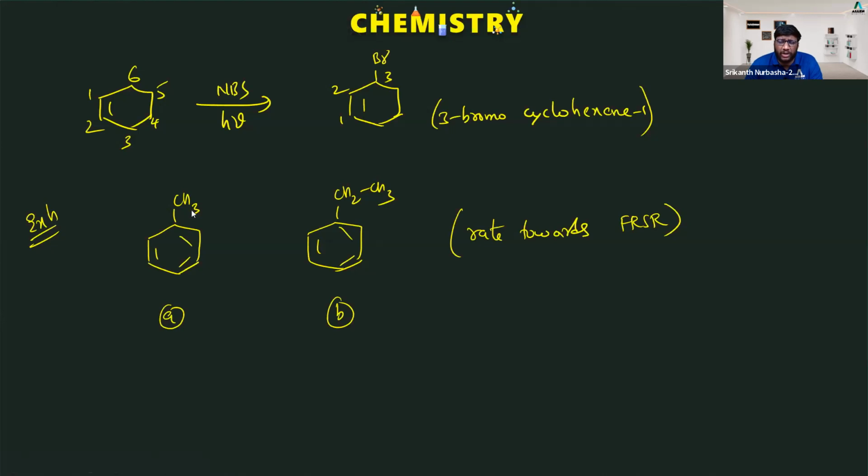Try to answer, right or wrong. Only two options are given, no? A and B. So either A greater than B, or A less than B, or A equal to B. Suhani says A less than B. Why?